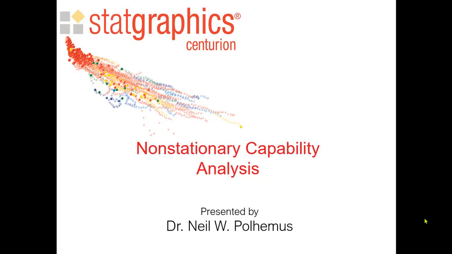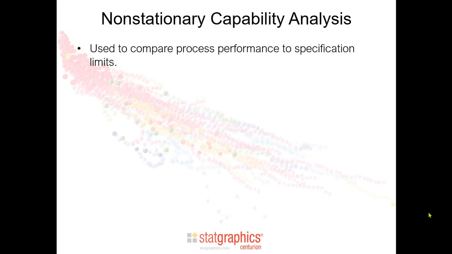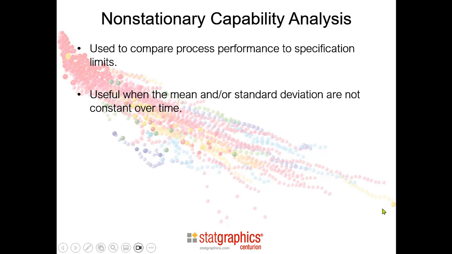Welcome to this discussion of non-stationary capability analysis. This is a new procedure that's been added to Statgraphics version 20. Non-stationary capability analysis, like other capability analysis procedures, is used to compare process performance to specification limits. It is useful when the mean and/or the standard deviation are not constant over time.